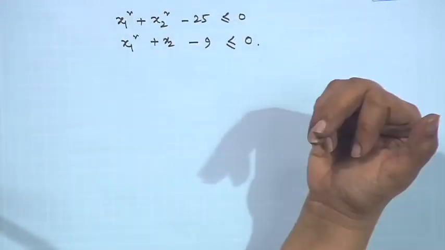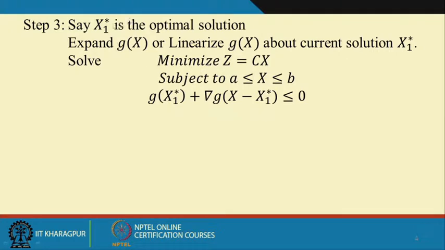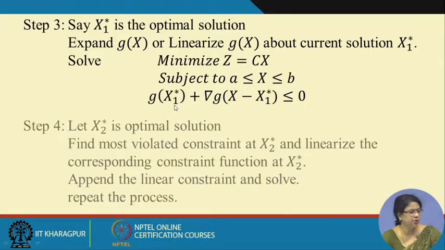Let me just explain the methodology first. I will apply this in the problem. Okay. Now, here what we will do? We will get the optimal solution for this problem, where g(x) has been expanded at a given point x1 star. Now, if this is not there, how can we really get the optimal solution? I will just explain to you in the next. Okay.